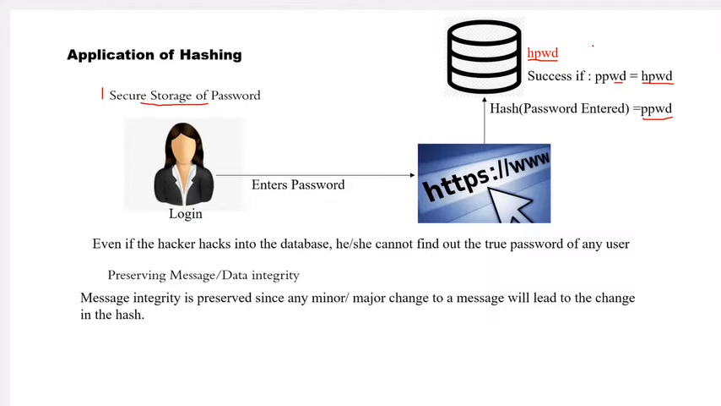Now another very important application is to preserve the message or the data integrity. Due to the avalanche effect, if you make a small change to the original message, say if you add a punctuation or you just add a space, that will result in a completely different hash output. So if a message has been tampered with in transit, it will be easily found out by computing the hash.